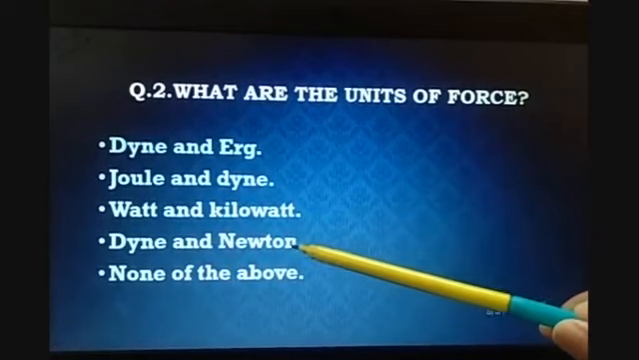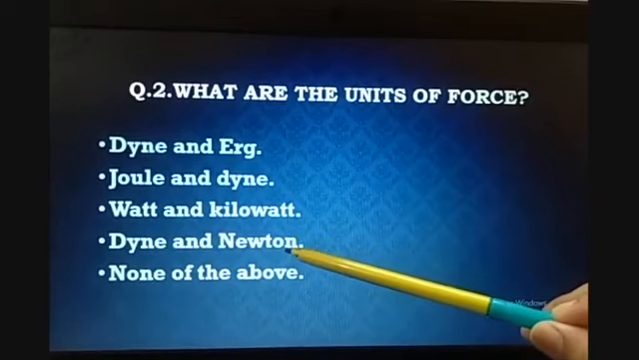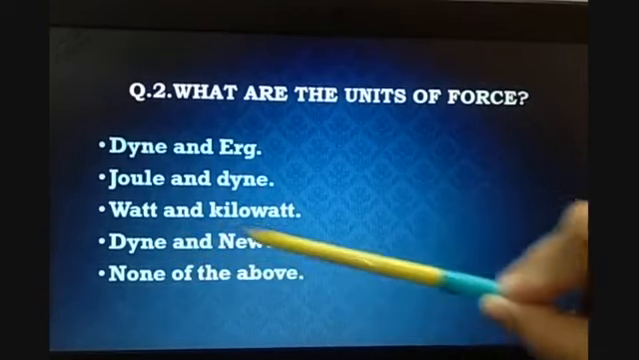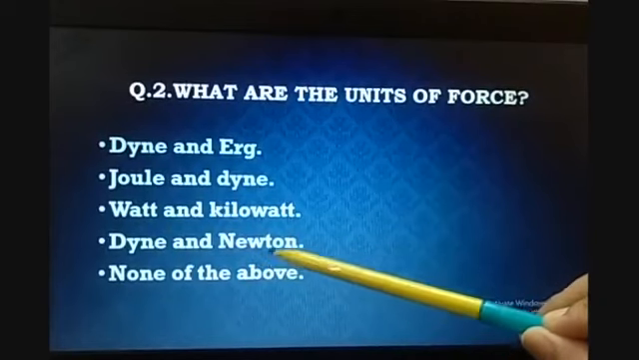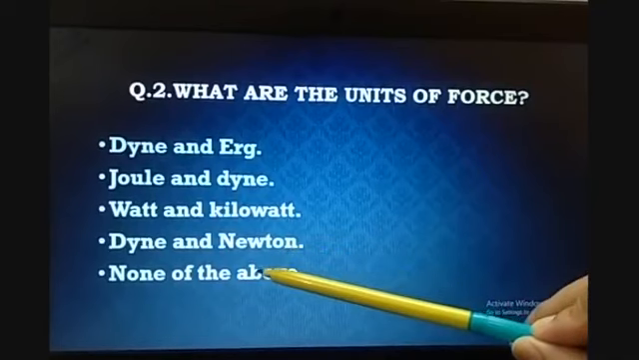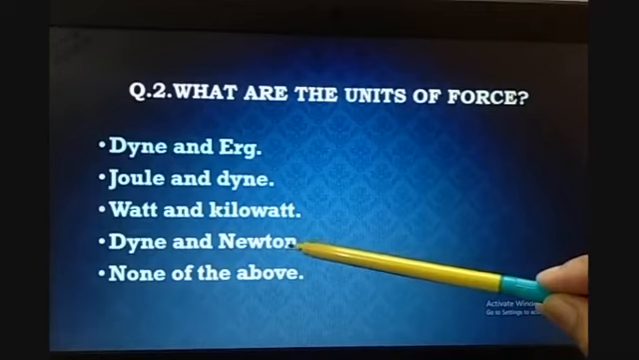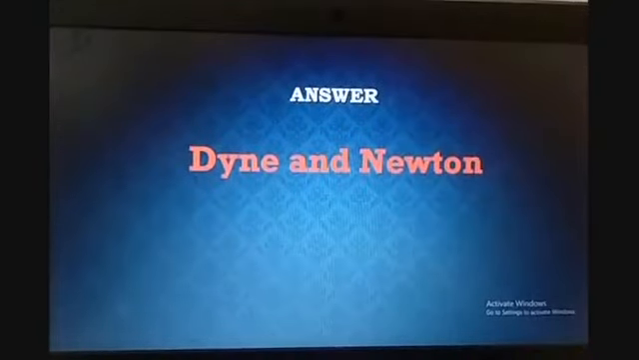Dear students, we have studied in our class 9th that Newton is the SI unit of force and dyne is one of the units of force. And how they are both related? That 10 raised to power 5 dynes is equal to 1 Newton. So this is how we can say that fourth option is correct. So the answer is option number D, that is dyne and Newton are the units of force.